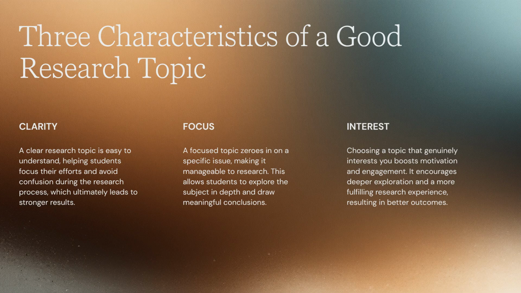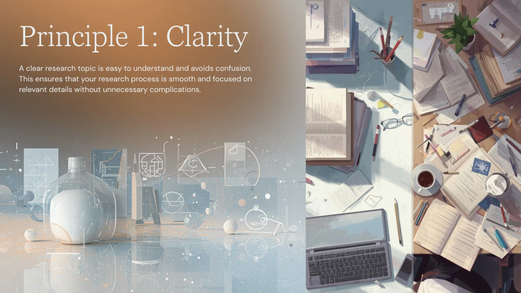A good research topic has three important characteristics. It should be clear, it should be focused, and it should be interesting enough to explore. Let's begin with the first principle: clarity. Your research topic should be easy to understand. If a topic sounds confusing or overly complicated, it will likely become difficult to research.